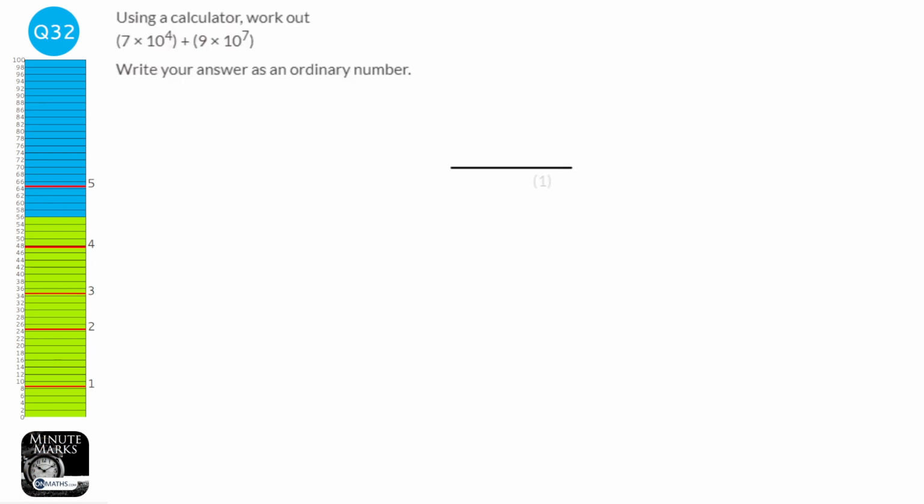11.88. So 7 times 10 to the power 4 is going to be 70,000. And 9 times 10 to the power of 7 will be 90 million.